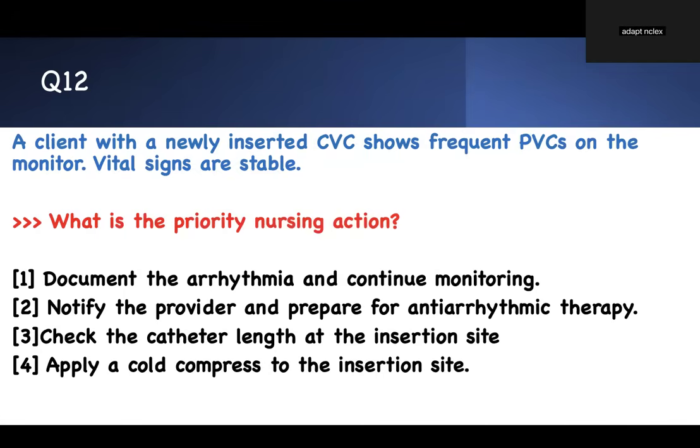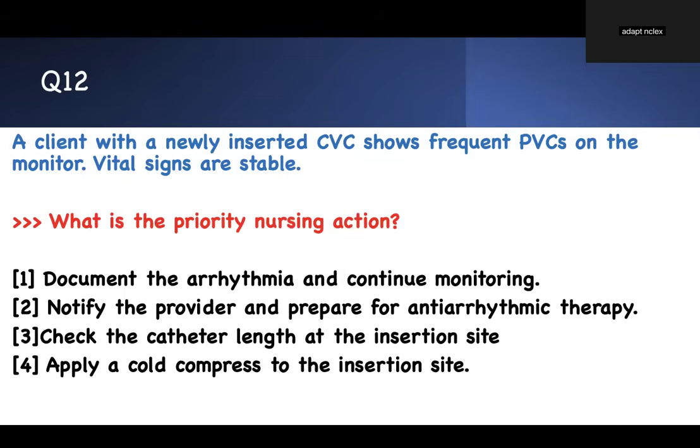A client with a newly inserted central venous catheter shows frequent PVC. This is the same question, but you can see this in the NCLEX. They will give you a variation of the question to test your content. I have a central venous catheter, and it shows frequent PVC. That means something is happening to the heart. The catheter is irritating the heart. That's all. I've given you the answer.